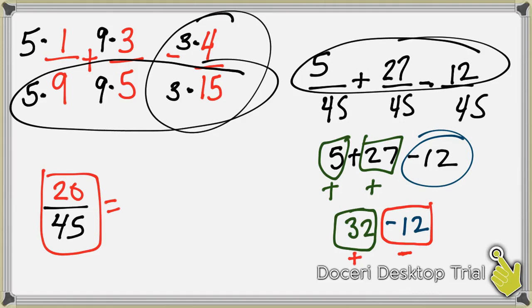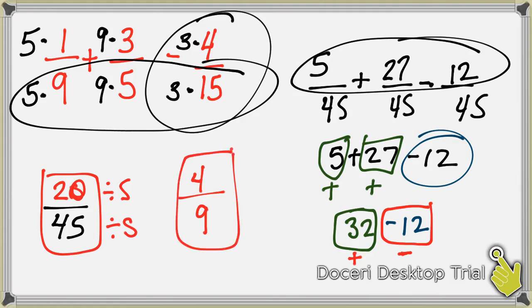The only thing is you'd have to simplify if possible, which in this case, they're both divisible by 5. So if we divide each one by 5, 20 divided by 5 is going to be 4. 45 divided by 5 is going to be 9. So your final answer would be 4/9 here.